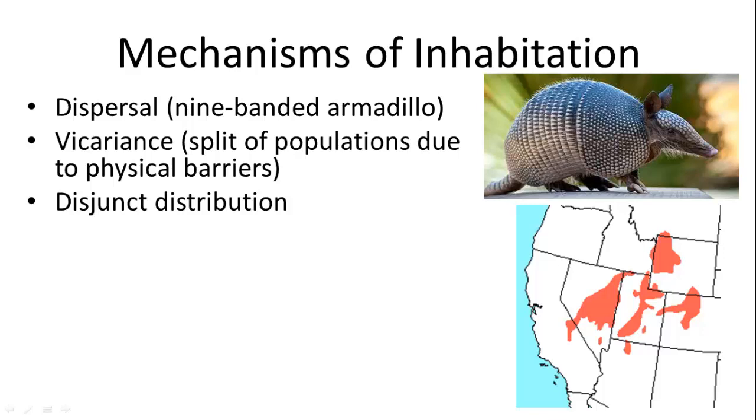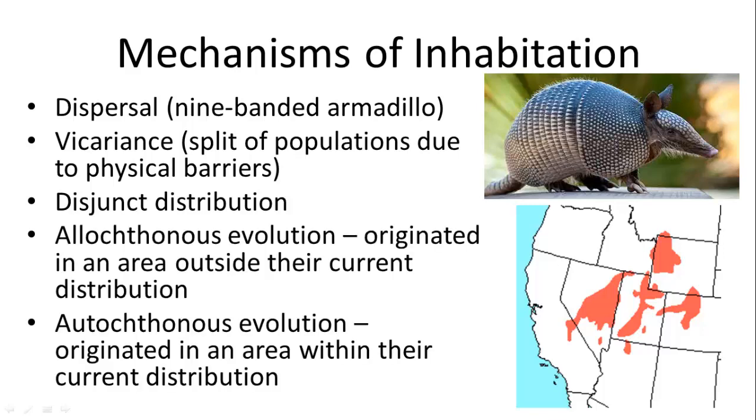These ranges in which mammals are found are not static. They are variable and changing. A couple of ways to look at the evolution of where they are found are, first, allochthonous evolution, where they originated in an area outside their current distribution. So let's say this chipmunk population originally was in southern Oregon, and then over time has moved into the Rockies. That would be allochthonous evolution.